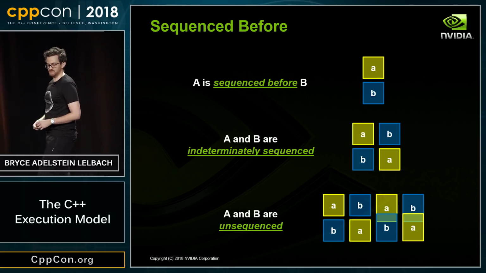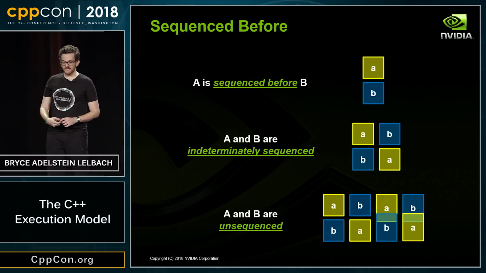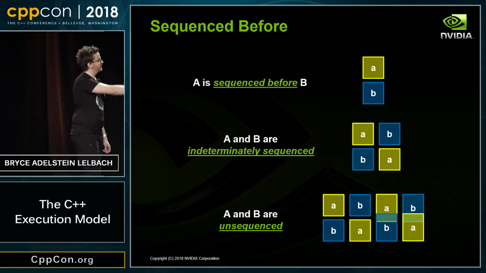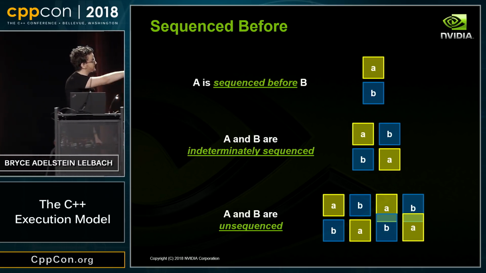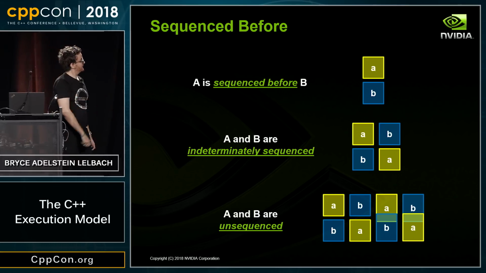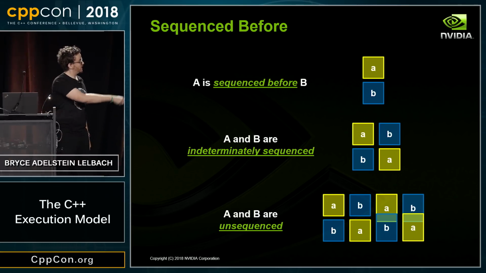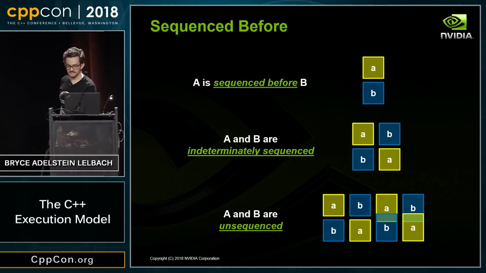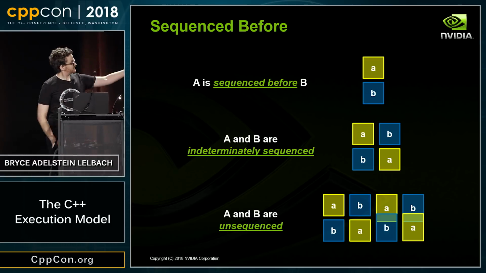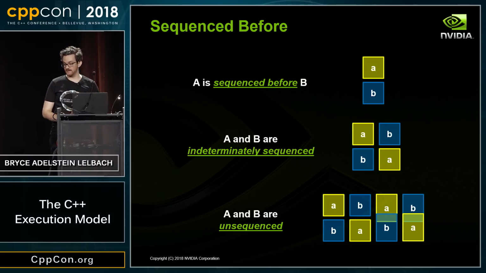So here's a little diagram to help us out here. If A is sequenced before B, then I know A comes before B. The value computations and side effects of A happen before B. If A and B are indeterminately sequenced, one of these two outcomes happens. It's either A before B, or B before A. And if A and B are unsequenced, then it's either A before B, B before A, or A and B are overlapped in some way.